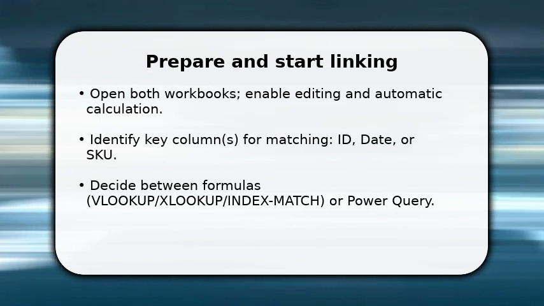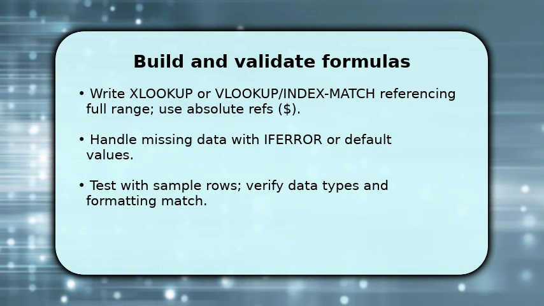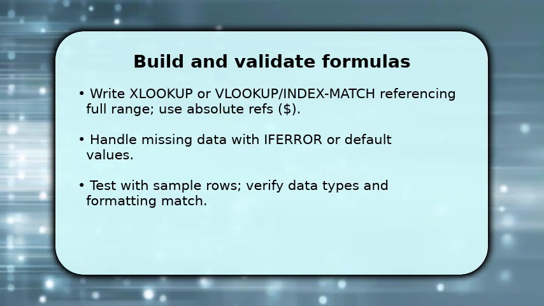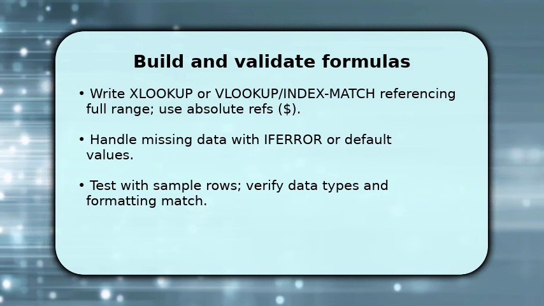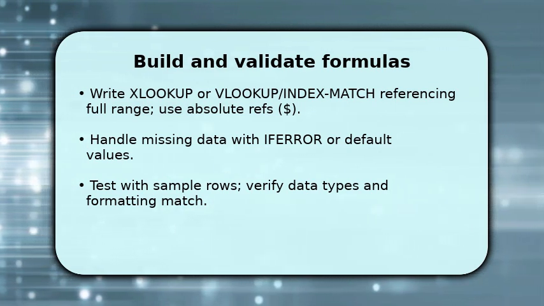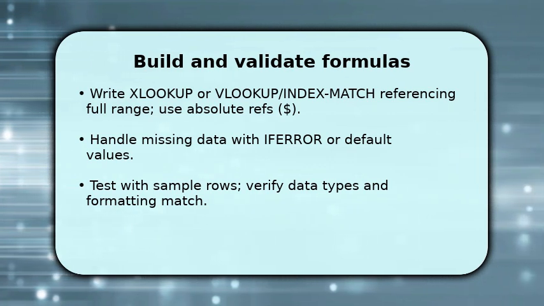Start in the destination sheet and type the lookup formula to point at the source workbook. Now you construct the actual link formula. Use absolute references with $ to lock ranges and include full sheet or workbook paths so Excel can find the source. Once done, wrap lookups in IFERROR to supply a default or flag missing values.